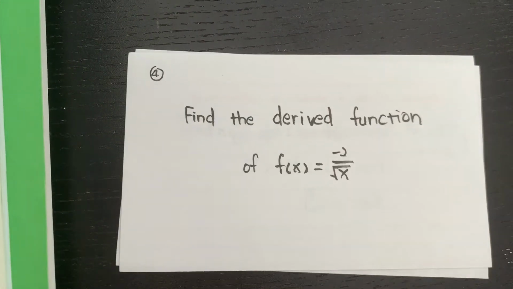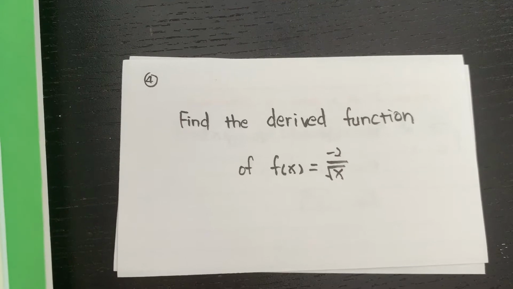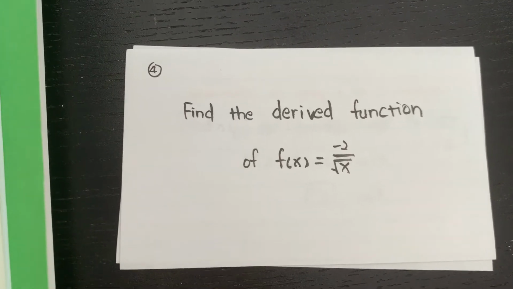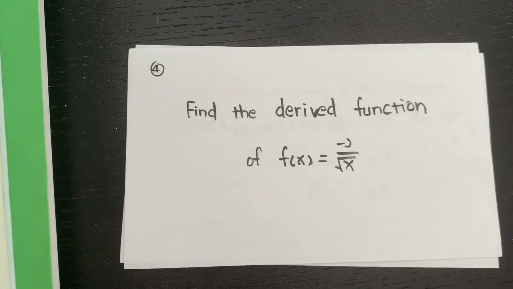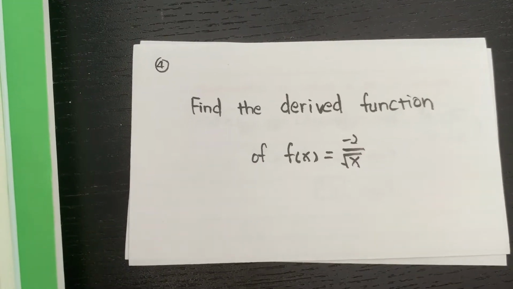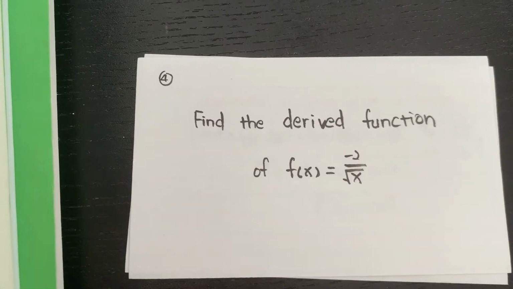The fourth one: find the derived function of f(x) equals negative 2 over the square root of x. Again, we see the term derived function, and it means that you have to differentiate this function. Pause the video and finish your work.